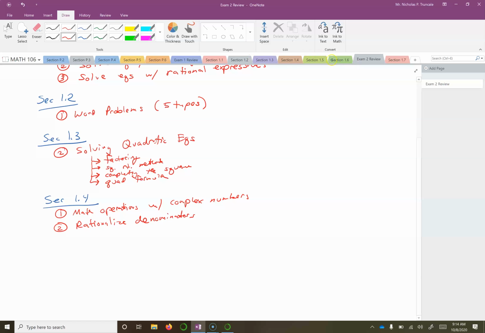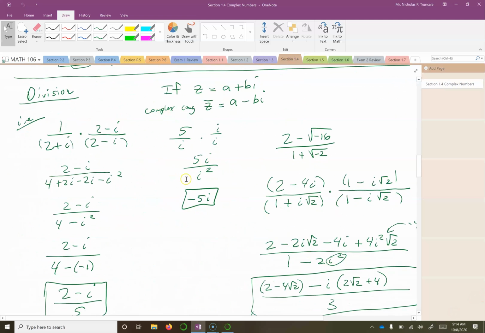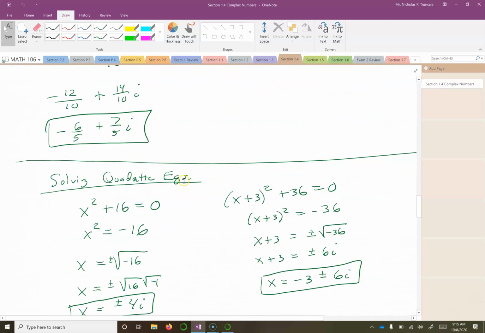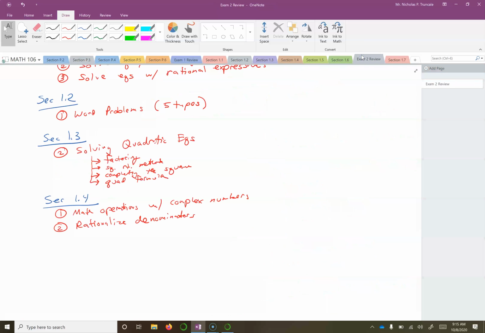And then the last thing I believe in this section, we're solving quadratic equations with complex solutions. Okay.